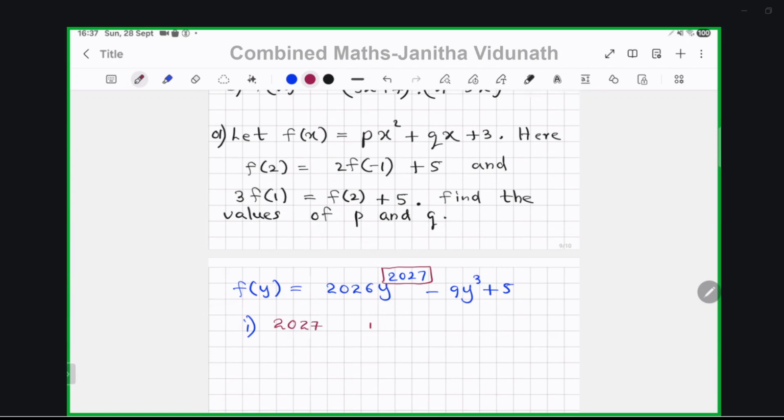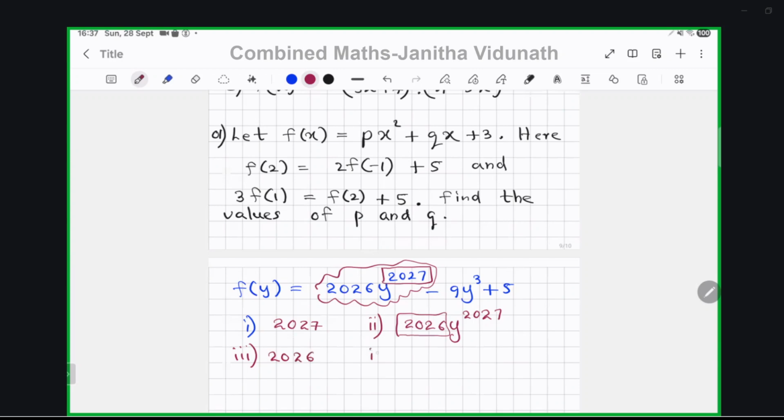2027. The second one is we need to find the leading term, the whole term with the highest power. That is 2026 times y to the power 2027. The third one is the coefficient of that term, that means the leading coefficient. Here the leading coefficient is 2026.